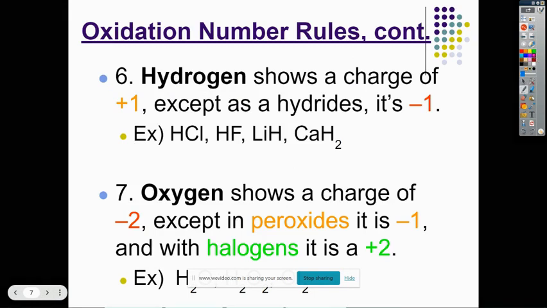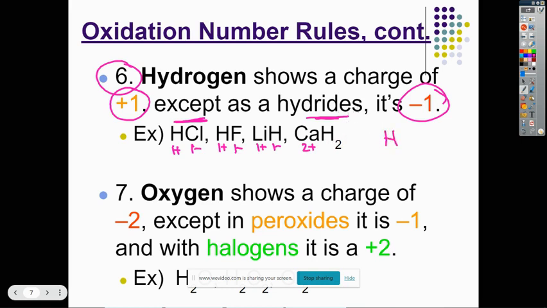Rule number 6. Hydrogen will always show up as a charge of 1 plus, except when it's a hydride, when it acts as a 1 minus, depending on who it is bonded to. So hydrogen here is a 1 plus, so chlorine has to be a 1 minus. Fluorine supersedes this in the rule hierarchy. So this is an F minus and this is an H plus. Li is a 1 plus, so H is a 1 minus. Calcium is a 2 plus, so hydrogen here, the hydride ion, remember we have H minus, will be a 1 minus.